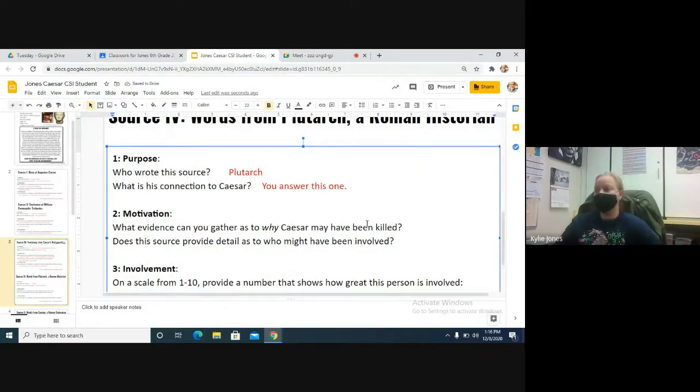Plutarch wrote this. What was his connection? Well, he didn't see it happen. He studied it, because he was born over 100 years after it happened. So he couldn't have seen it physically, but he did study it. That's what historians do. People that are historians study history and learn about what happened in the past. So he is a historian.